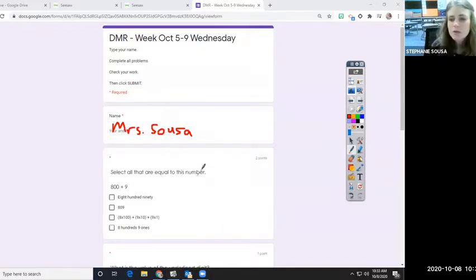Select all that are equal to this number. This number is 800 plus 9, which we know is 809. So I will read carefully. 890. Oh, that tricked quite a few of you because it says 9 ones, not 9 tens, but quite a few of you chose it. Nope. 809. Yes.